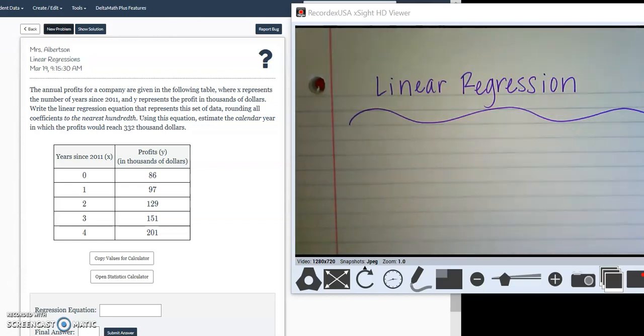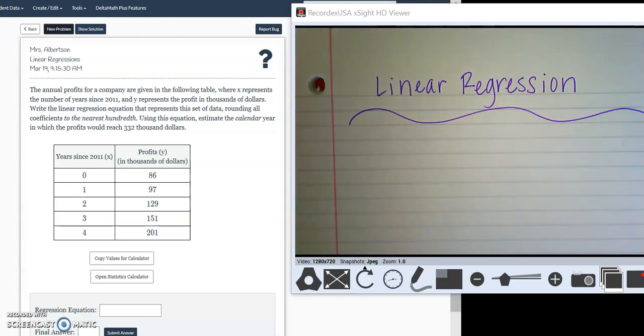This video is going to walk you through linear regression, an introduction to that, as well as how to use the DeltaMath.com program to find the linear regression. So first thing, all that we're doing is finding a line of best fit. That's all that a linear regression is, but it is the actual calculation to find the exact line of best fit and not just one that we're picking out based on ordered pairs on a scatter plot.